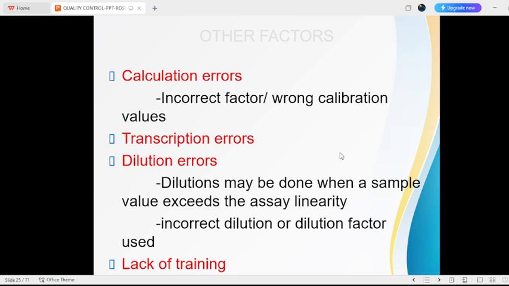Other factors are calculating errors, incorrect factor or wrong calibration values, transcription errors, and dilution errors. And dilutions may be done when a sample value exceeds the assay linearity. We know each and every test will have a linearity. If the test result exceeds the linearity, we have to do the dilution, and the result value should be multiplied with the dilution factor. Next factor is the lack of training. Already we discussed the timely and proper training of the lab staff is necessary.